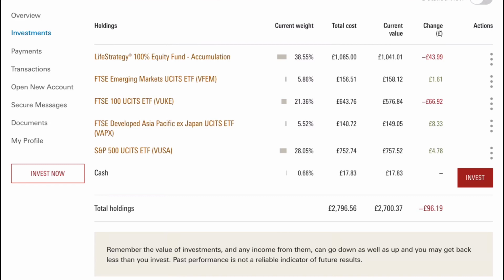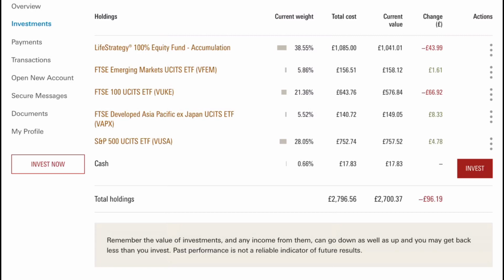You can also see that I'm invested in the S&P 500, the FTSE 100, the FTSE Emerging Markets, and the FTSE Developed Asia without Japan involved. As you can see, each of these different funds has got varying rates of return at the moment, and also a varying amount of total weight and current value.